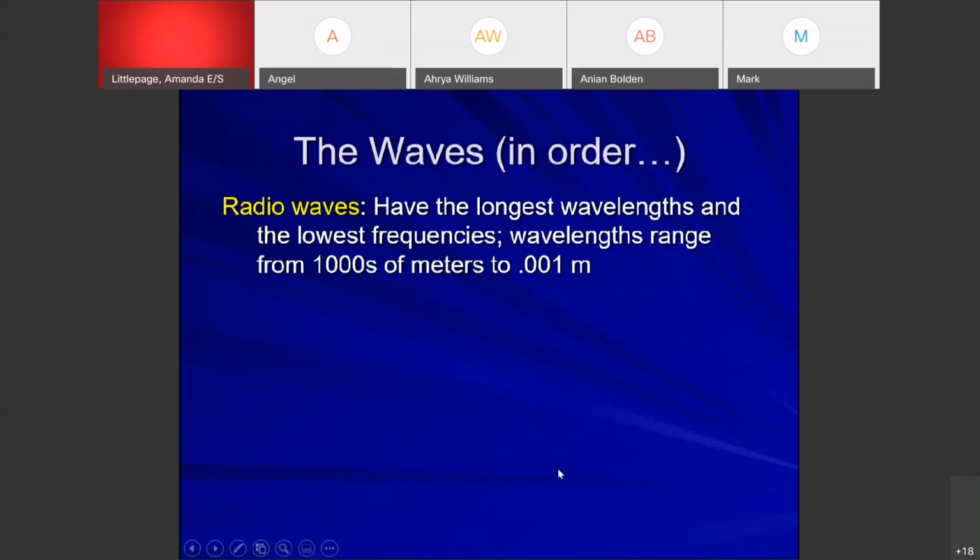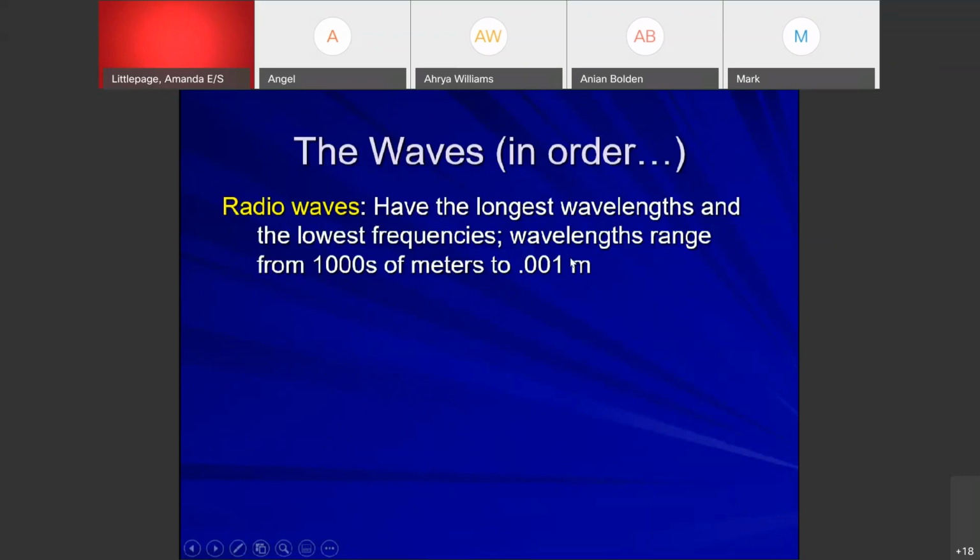So let's talk about them in their order of wavelength, basically. Which one has the largest? So we're going to start with the largest wavelength and move down the list to the smallest. The largest wavelength are radio waves. They have the longest wavelength and lowest frequencies. Some of them are as large as 1,000 meters. Some less than a meter, some about a meter in length.